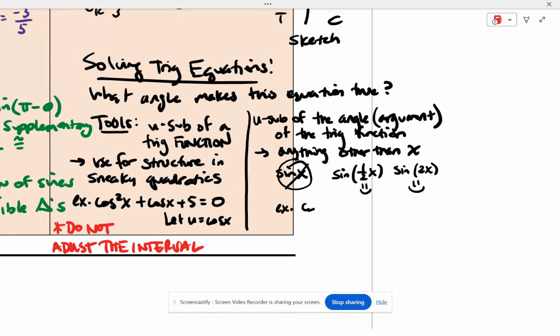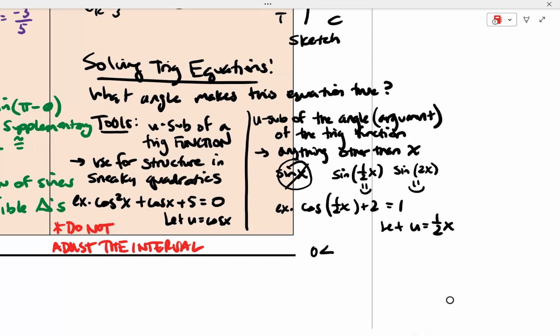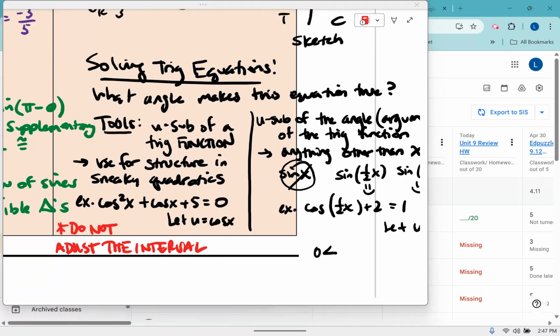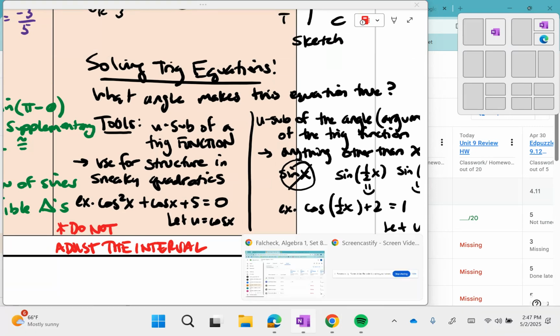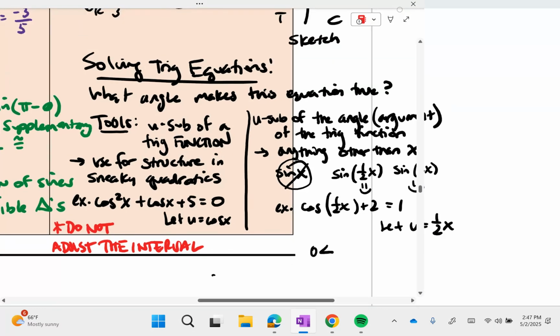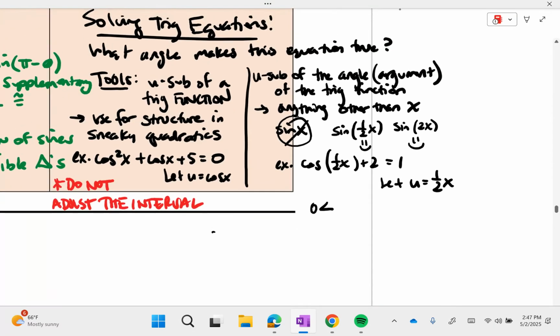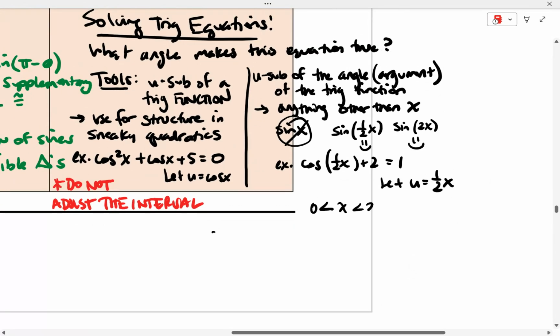For example, you could have the cosine of 1/2 x plus 2 equals 1. In a case like this, where you let u equal 1/2 x, you would need to adjust the interval. Let's say it was, oh my gosh, did I just turn off the video? Hang on. No, it's still on there, but it went away. I don't know why. It's hiding. Okay, so let's say the original interval was this, right? You would now need to multiply this whole thing by 1/2.